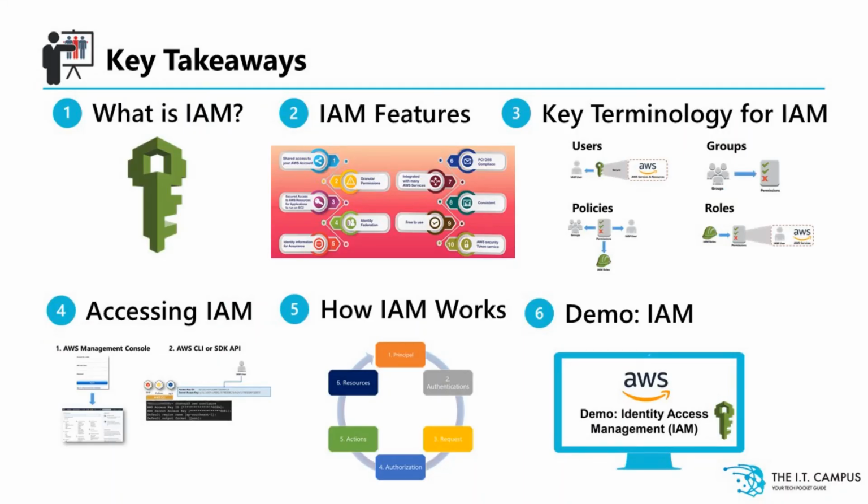Alright, so what we learned in this video? We learned what identity access management, called IAM, is and what kinds of features it provides. Also, we learned key terminology and components of identity access management like users, groups, policies, and roles. How you can access identity access management and how it works. And in the last, a demo of AWS Identity Access Management.